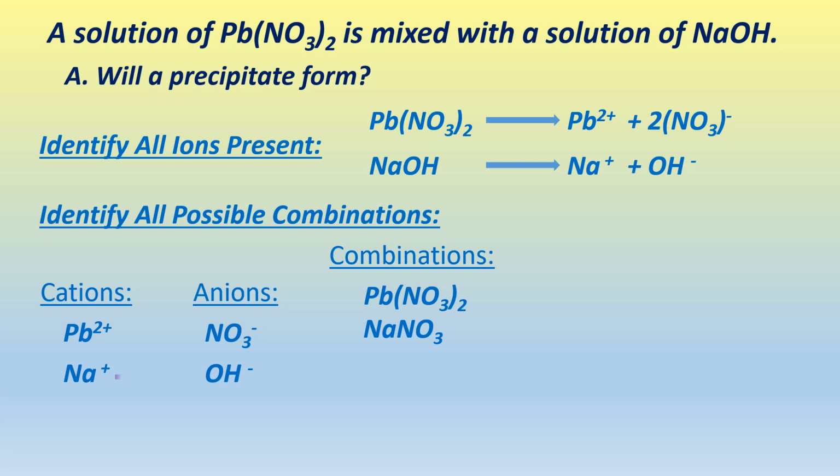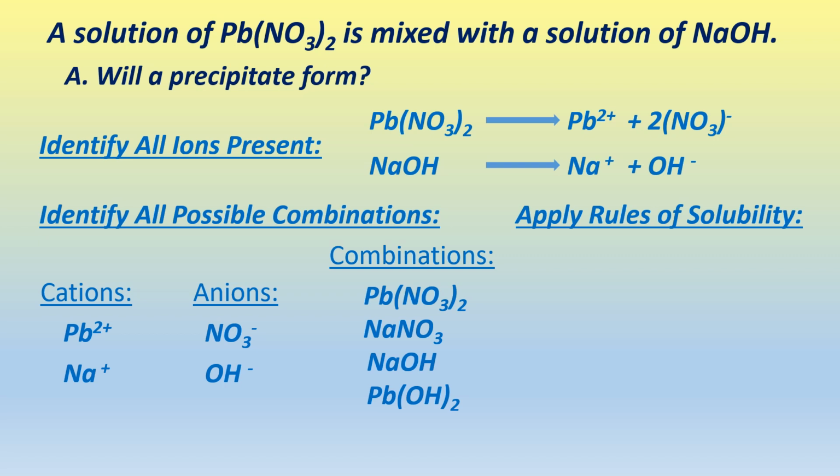The sodium can be attracted to the negative hydroxide to give me NaOH. Or in a 2:1 ratio, the lead ion can be attracted to a hydroxide to give me Pb(OH)2. One then goes back to apply the rules. The first case is the simplest case.